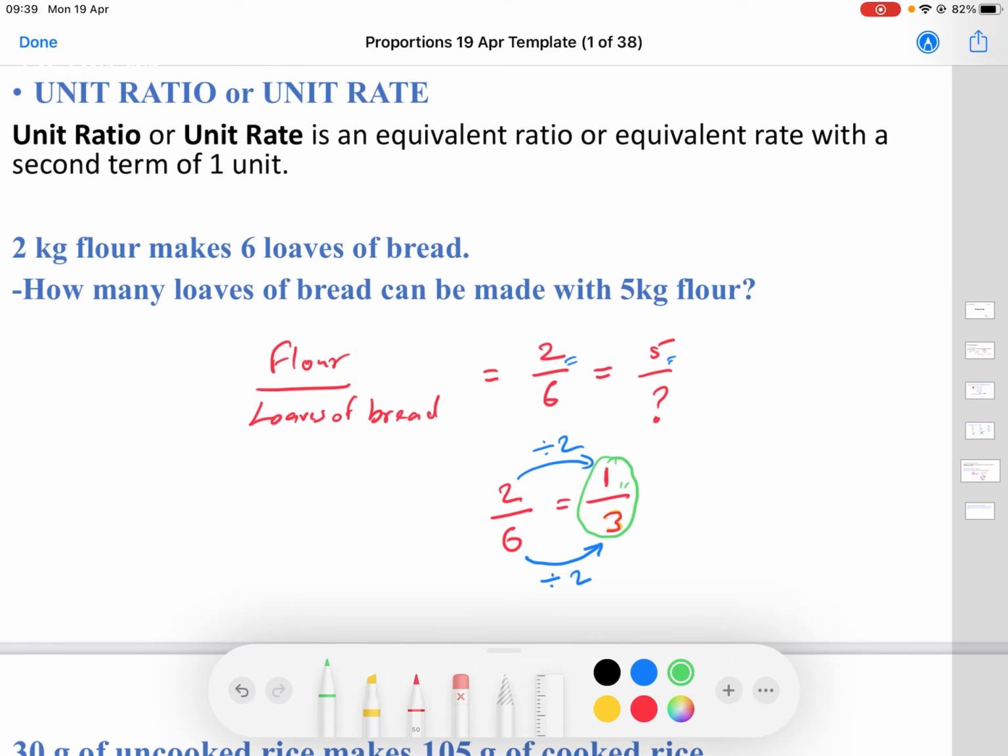So now it will be easier for you to get for 5 how many loaves of bread can be made. So we can easily multiply 1 times 5 to get 5. So the denominator 3 can also be multiplied by 5, and we get 15 loaves of bread. Answer is 15 loaves of bread.